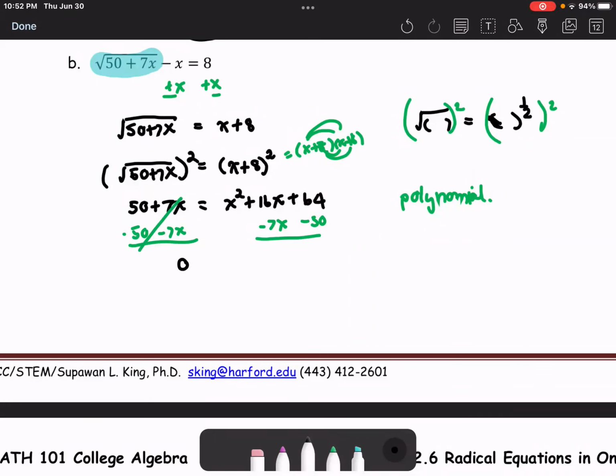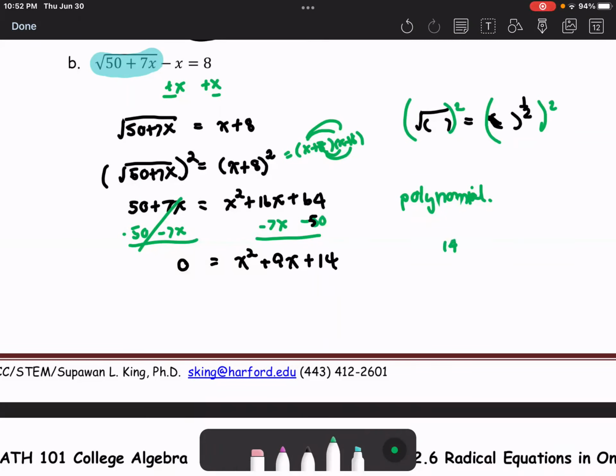Now we get 0 equals x squared plus 9x plus, this is 50 minus 50, plus 14. We got a trinomial, or a polynomial with 3 terms, and the leading power is 2. The leading coefficient is 1. We're going to solve this equation by factoring.